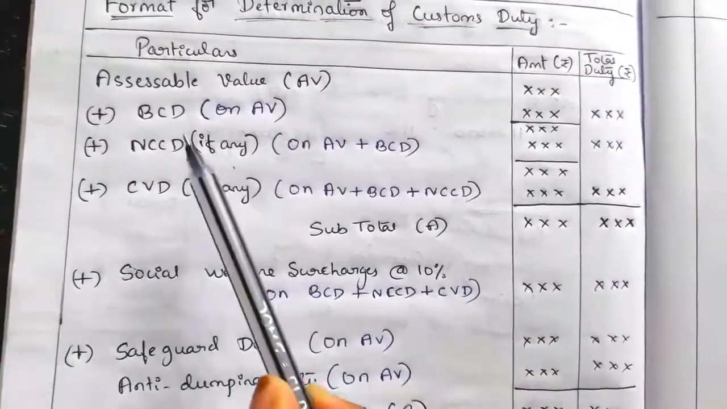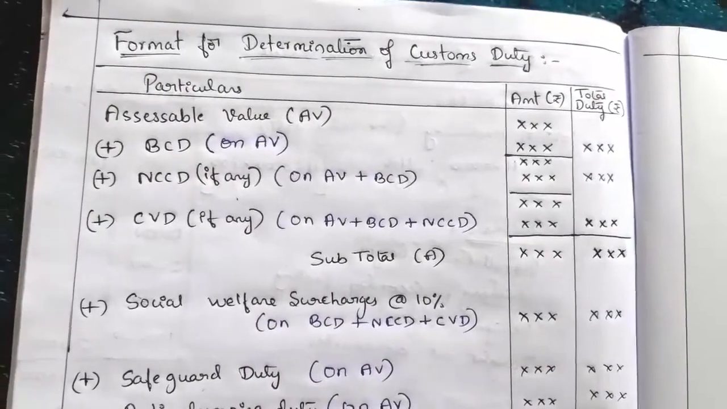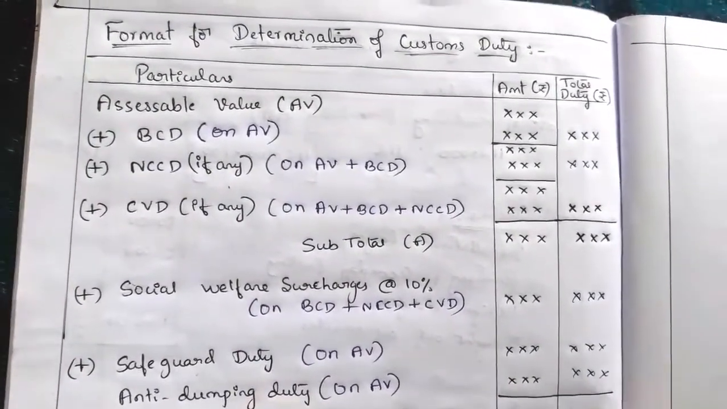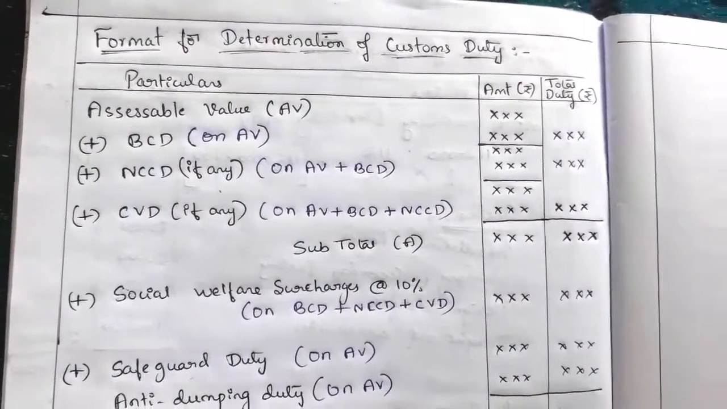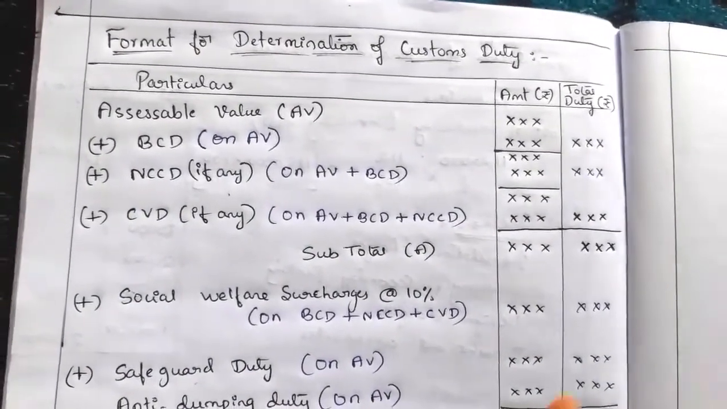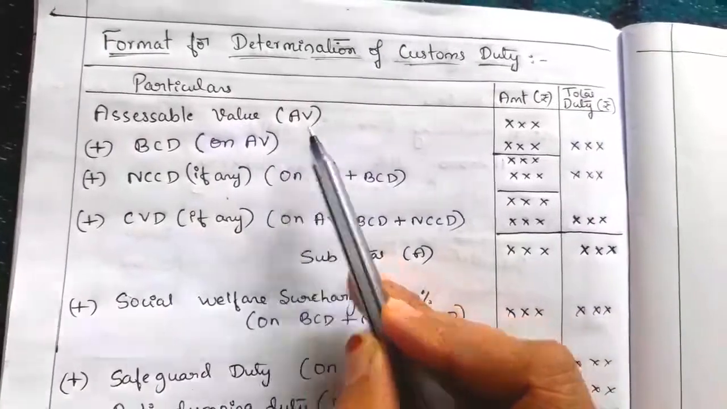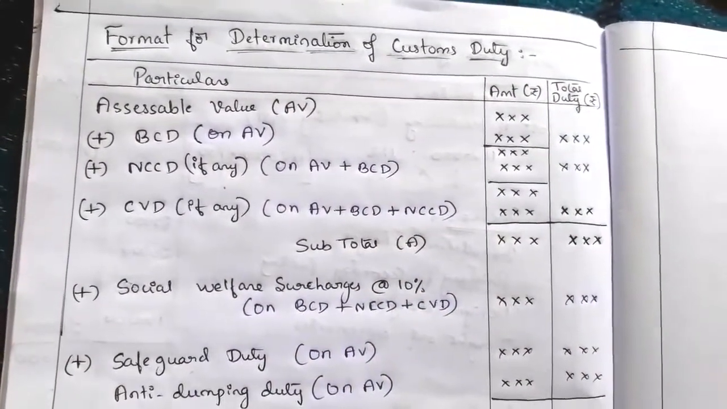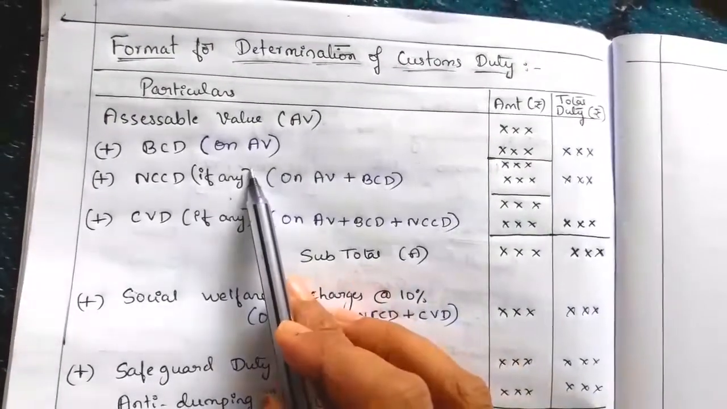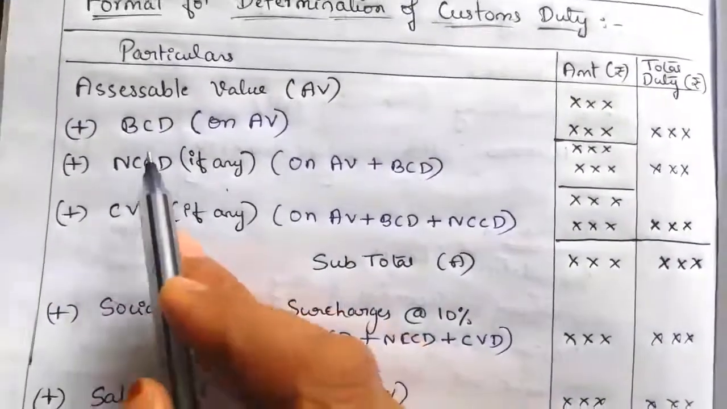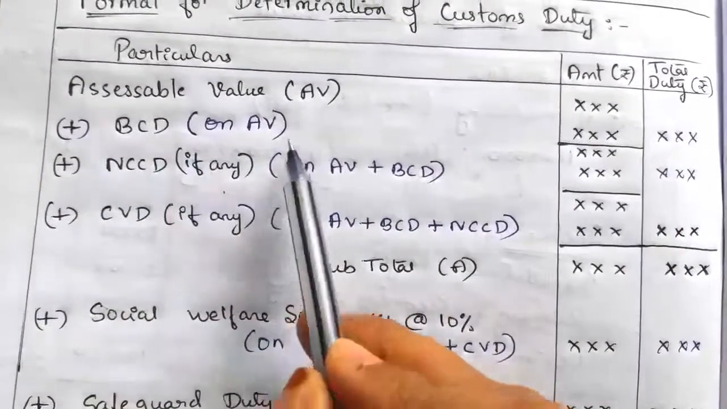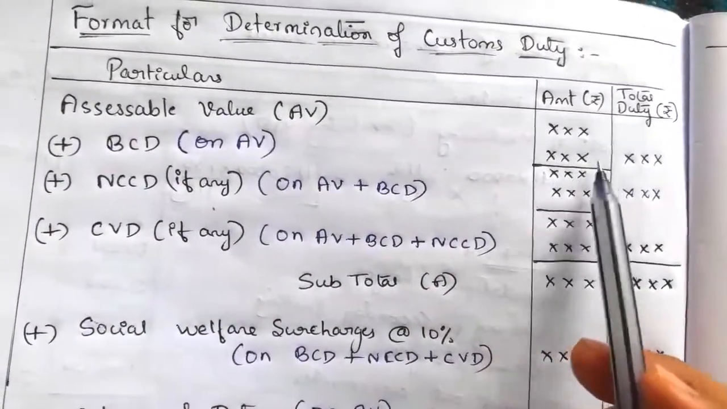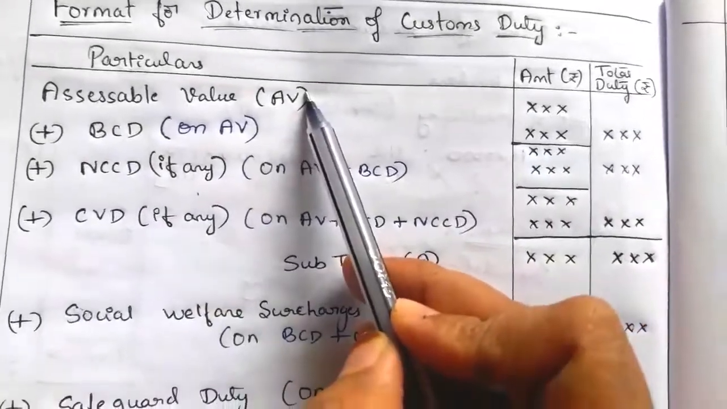Now let us see the format for determination of custom duty. Here we have to draw three columns: particulars and two amount columns. Custom duty is calculated on the assessable value. The first type of custom duty is basic custom duty. The BCD, or basic custom duty, is levied on the assessable value. The tax is calculated on the assessable value.